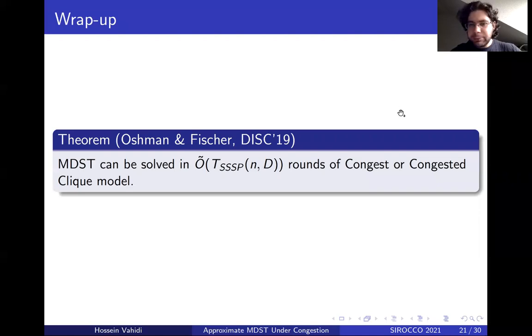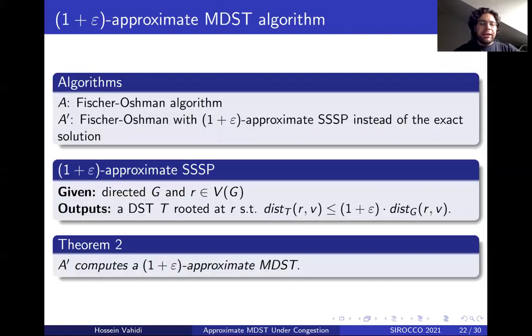Okay, let's get into the approximate version. Let's define A to be the Fischer-Hossein algorithm, and let's define A prime to be the exact same algorithm, except for changing the exact single source shortest path algorithm with a 1 plus epsilon approximate one. Then we claim that A prime actually computes a 1 plus epsilon approximate MDST. So for the rest of the talk, we just analyze this algorithm. As you can see, there are no other changes in the algorithm. We need only pure analysis here.